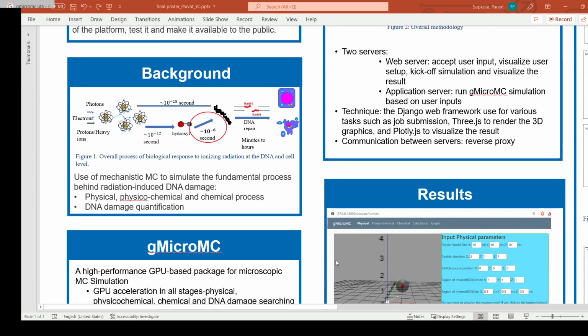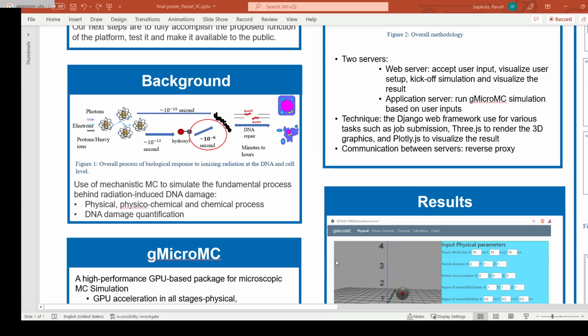So what has been done till now? Monte Carlo simulation has been pretty successful in simulating this process. It has been able to simulate the physical, physicochemical, and chemical processes, which are the steps of the indirect process. This process also incorporates the direct process as well. It also has been able to quantify the DNA damage. But what is the problem with it? The main problem lies in simulating the chemical states, because simulation of chemical states takes a long time.